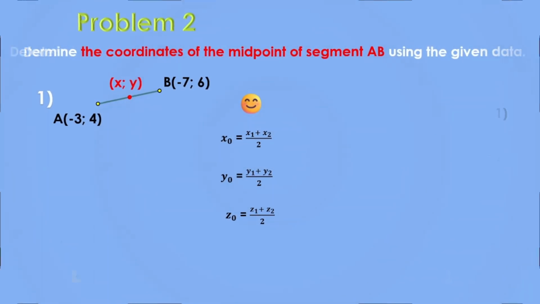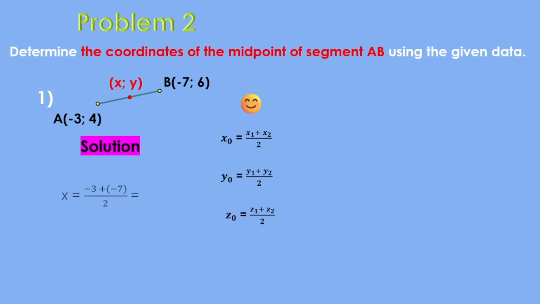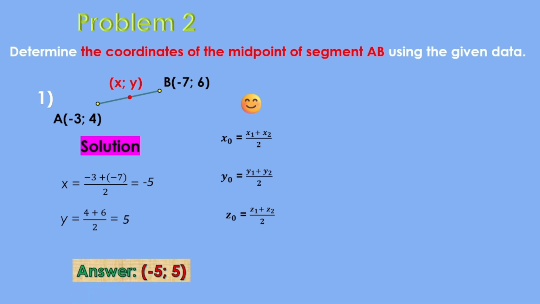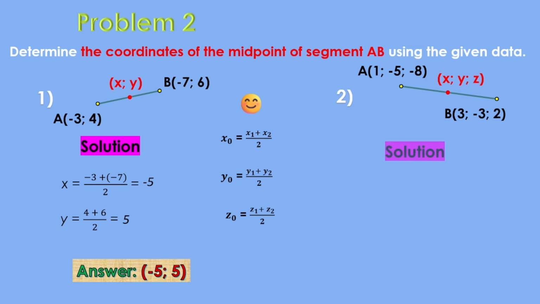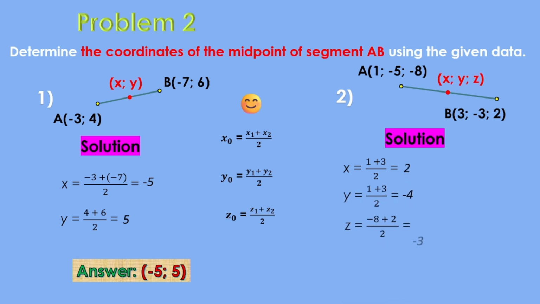Problem 2. Here, we need to determine the coordinates of the midpoint of the segment AB using the given data. So, in the first picture, we are given points A and B with the corresponding coordinates. Well, knowing the formulas, we can substitute the coordinates of points A and B into them, and we will have that the coordinates of the middle of the segment AB are equal to negative 5, 5. In the second picture, the same problem is shown, only we see that here we have added a z-axis. So we substitute the known coordinates of points A and B, and we will have that the coordinates of the middle of the segment AB are equal to 2, -4, -3.